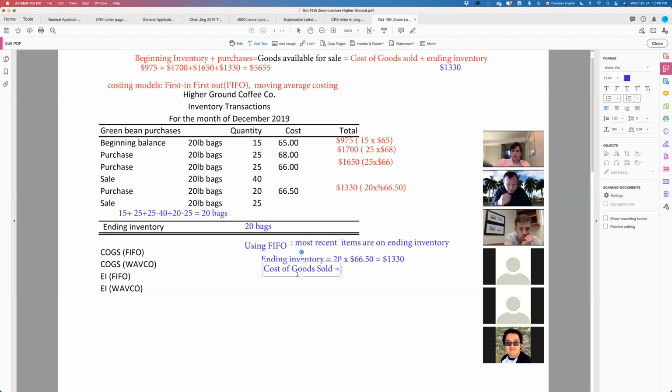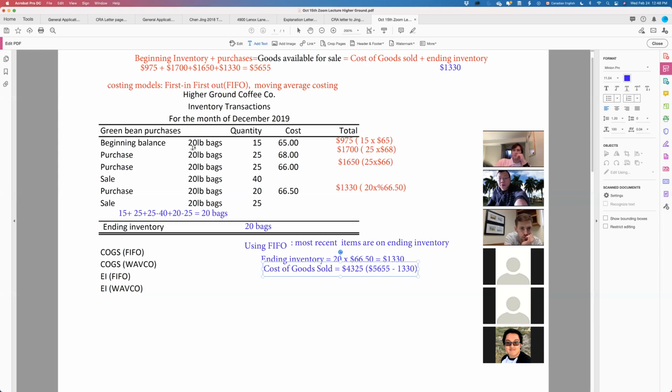$4,325. How did you calculate? By taking the goods available for sale and subtracting the ending inventory, to give the cost of goods sold. Very good.